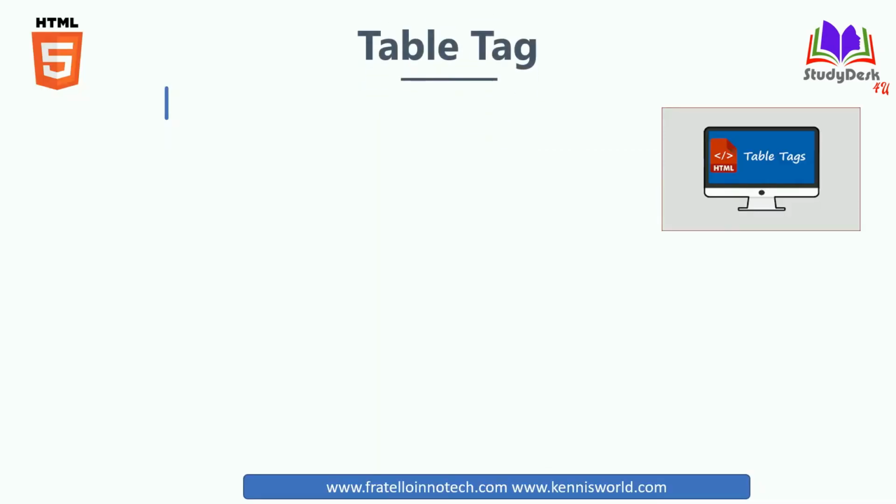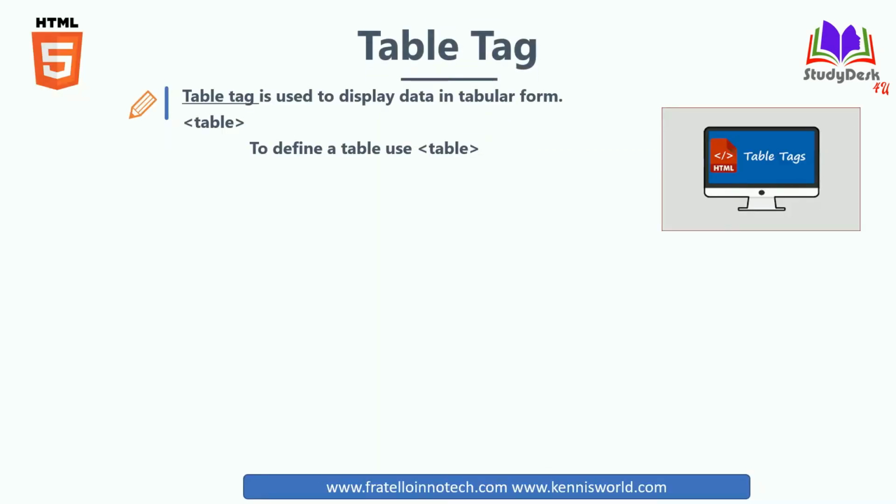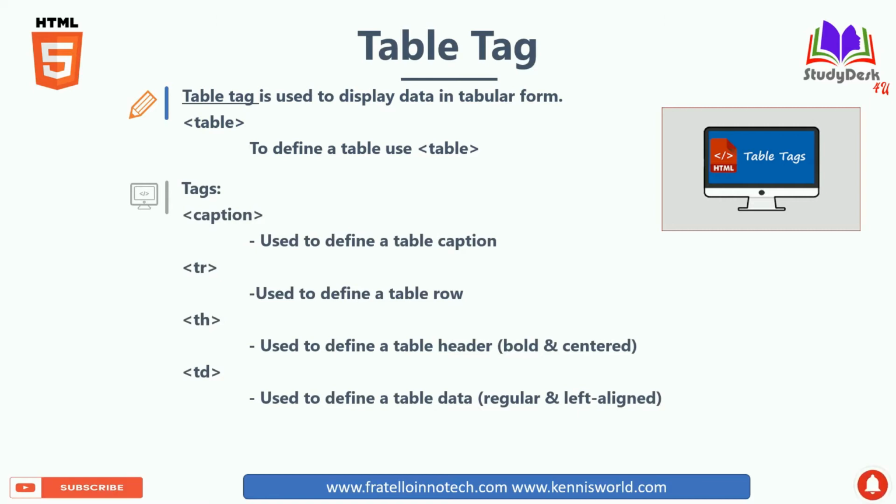The first one, table tag. Tabular form is nothing but a collection of rows and columns. We can give multiple columns in a row. By using this table, we can arrange data into rows and columns. To define a table, we need to use this table tag. And we have different tags in this table tag.